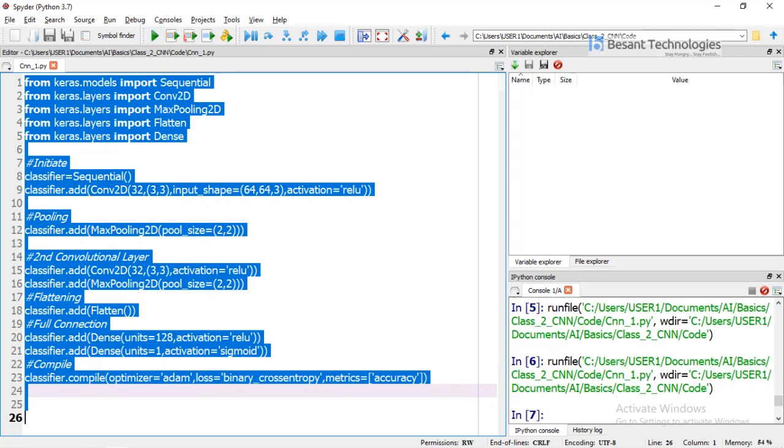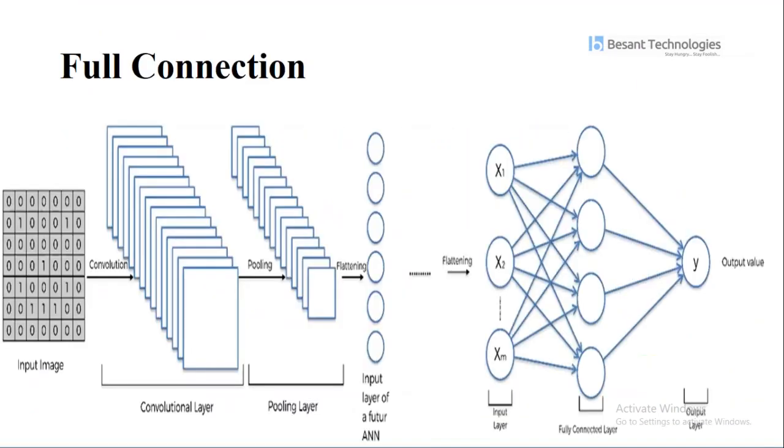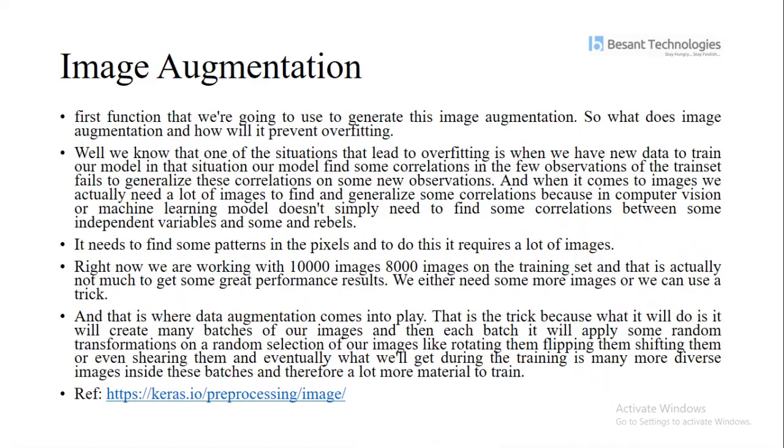So the next thing we need to do is fit the CNN to our images. So this is our basic CNN model. The next step is we need to fit our CNN like this. So this is our input image, and we apply the convolution and then pooling and then flattening, and flattening will be connected to the fully connected layer.